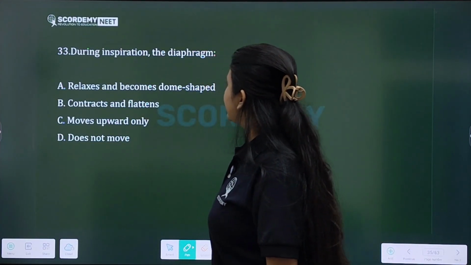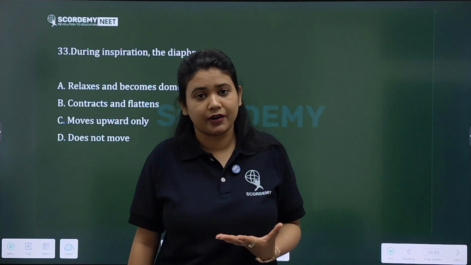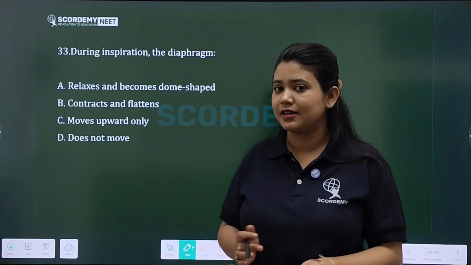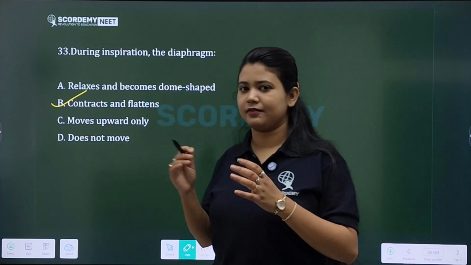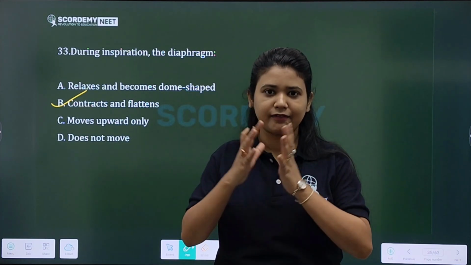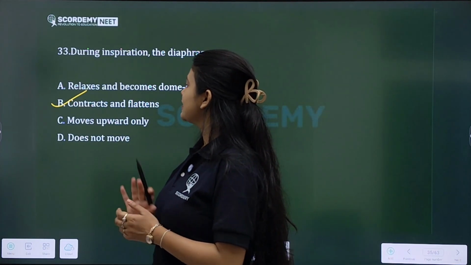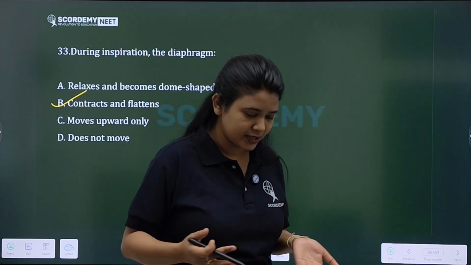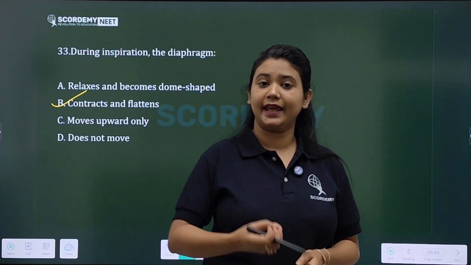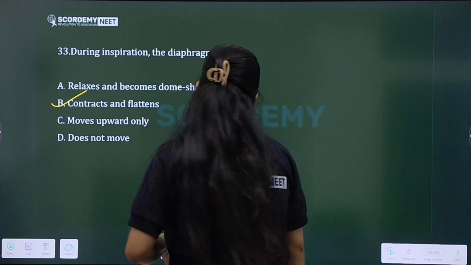During inspiration, your diaphragm lies below your lungs. It is a muscular organ, and it contracts and flattens. Thus this technique of rhythmic contraction and flattening of the diaphragm helps us to take in air and exhale out carbon dioxide.